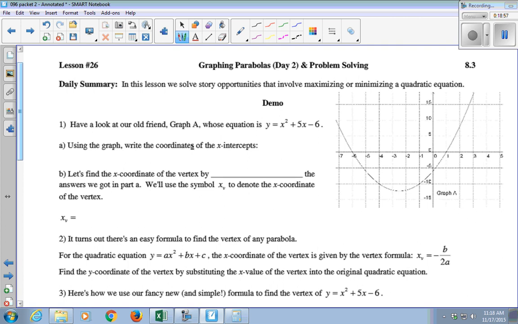Okay, so here's a graph, graph A. We've used this particular graph in several previous lessons. It's the graph of y equals x squared plus 5x minus 6. And I want to figure out the coordinates of the x-intercepts. So we've got 2 of them. That first one looks like it's at -6, 0. And the other one is at 1, 0.